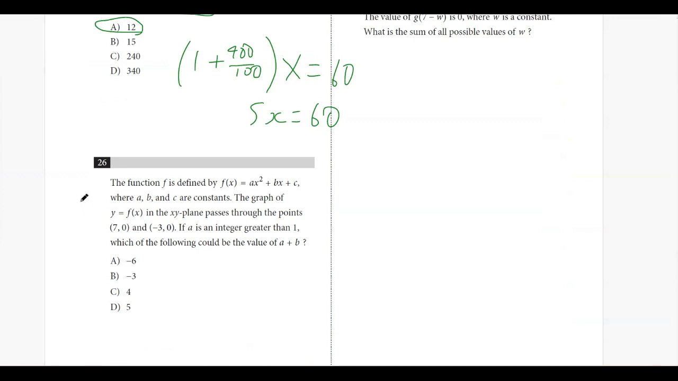The function f is defined by f of x is equal to ax squared plus bx plus c, where a, b, c are constants. The graph of y equals f of x in the xy plane passes through the points 7, 0 and -3, 0. If a is an integer greater than 1, which of the following could be the value of a plus b?